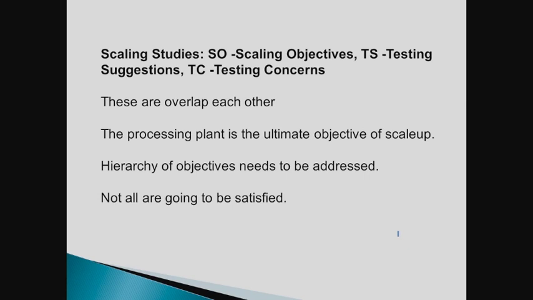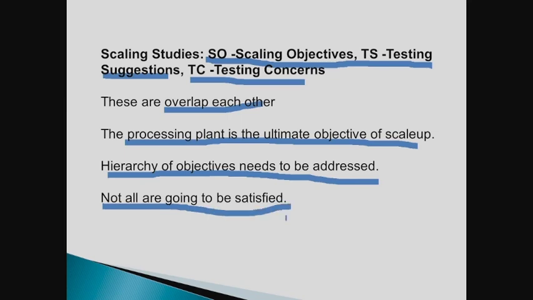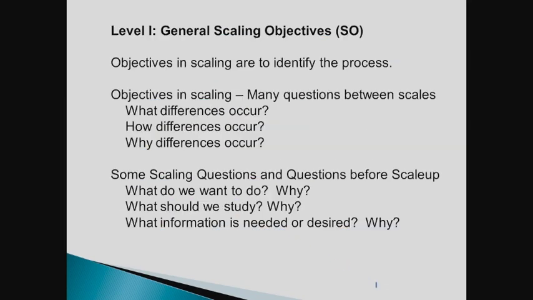So we have scaling objectives, testing suggestions, and testing concerns. They overlap each other. Processing plants are the ultimate objective. There's a hierarchy. Objectives need to be addressed, but not all are going to be satisfied.